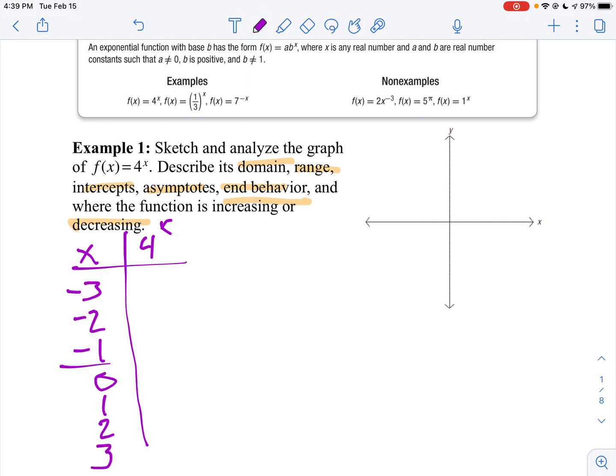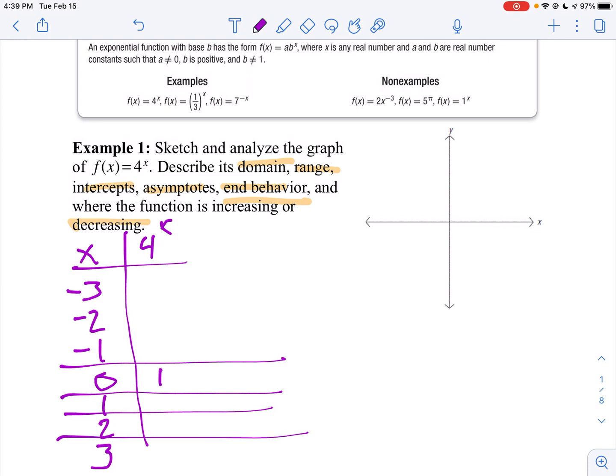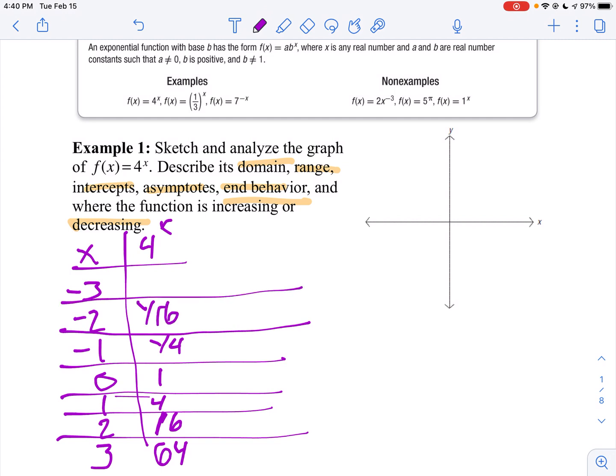Now I know anything to the 0 power is 1, so 4 to the 0 is 1. 4 to the first is 4. 4 to the second is 16. And 4 to the third is 64. And I know negative exponents are just the reciprocal. So 4 to the negative 1 is 1/4. 4 to the negative 2 is 1/16. And 4 to the negative 3 is 1/64.